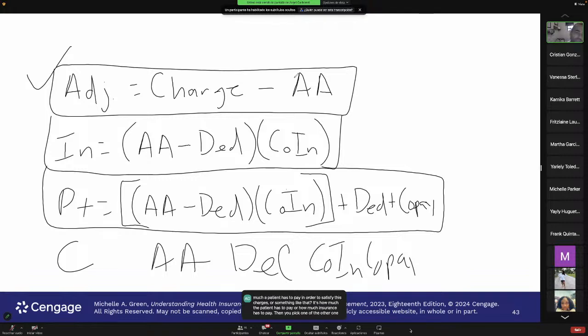But if it asks what is the insurance payment, that's the only one that you need to check. So in that example, you don't need co-payment, and you don't need charges for how much insurance has to pay. You need only allowed amount, deductible, and co-insurance. But if you write them down like I did, in order, it will make more sense because you already have the things separated.